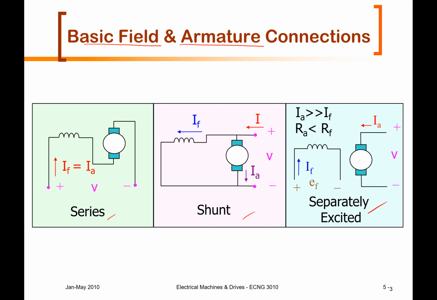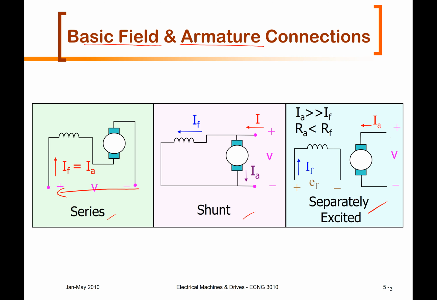For a series configuration, the field is placed in series with the armature so that the same current goes through both of them, and the terminal voltage is across both of them together. For the shunt configuration, the field is placed in parallel with the armature, so both of them have the same voltage. And for the separately excited, you simply have them separate and powered from different sources. That is why we say they are excited separately.